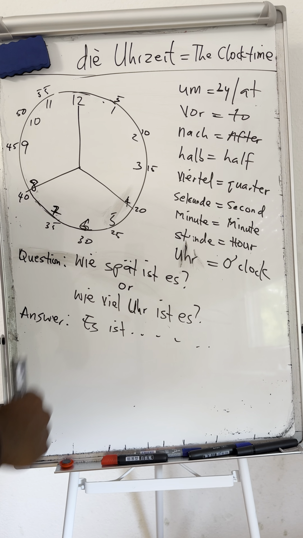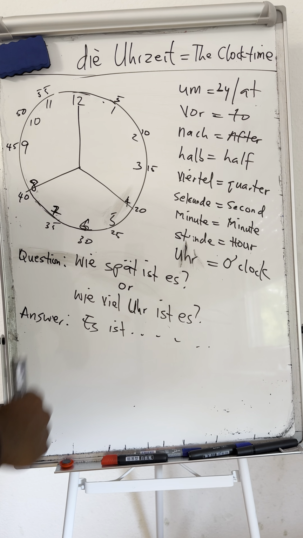And you reply by saying, es ist, it is. You can say, es ist 2 Uhr. 2 is 2. Uhr, I said it's o'clock, 2 o'clock. 2 Uhr, 2 o'clock. So this is how you reply.